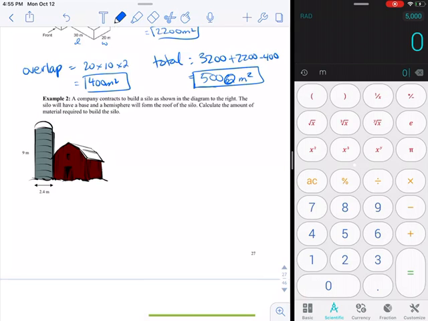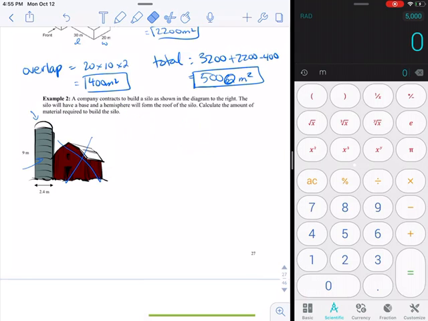Okay. Last example in this lesson. A company contracts to build a silo as shown in the diagram to the right. The silo will have a base and a hemisphere will form the roof of the silo. Calculate the amount of material required to build a silo. All right, so we're not really talking about the barn, so we can forget about that part. It's just this part. So we have a hemisphere, okay, so half of a sphere, and then we have the lateral area of a cylinder, okay, so not including the top and the bottom, just that part, okay?